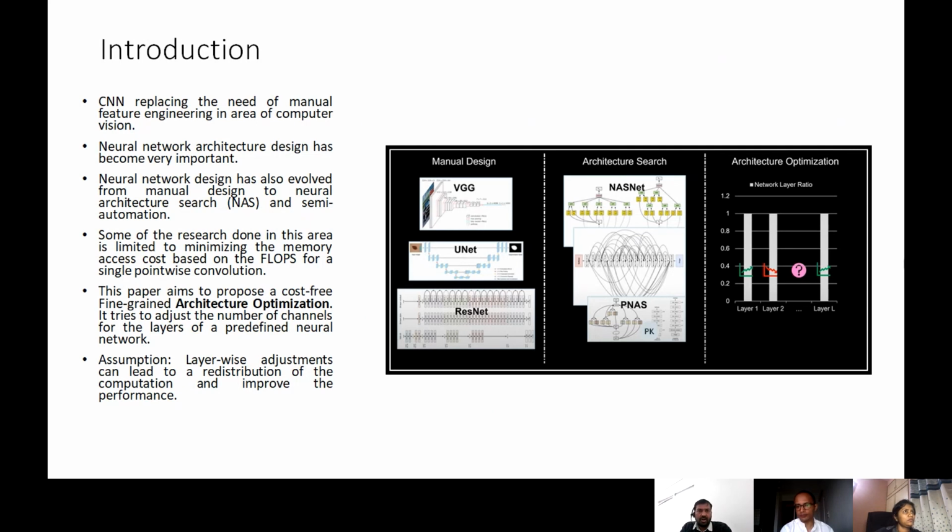It's not based on the overall architecture design, but on architecture optimization. This paper mainly proposes a cost-free fine-grained architecture optimization, and it tries to adjust the number of channels for the layers of an already existing network. But there are certain assumptions this paper has before starting this work: that the layer-wise adjustment can lead to redistribution of the computation and also improve the performance for a predefined network.